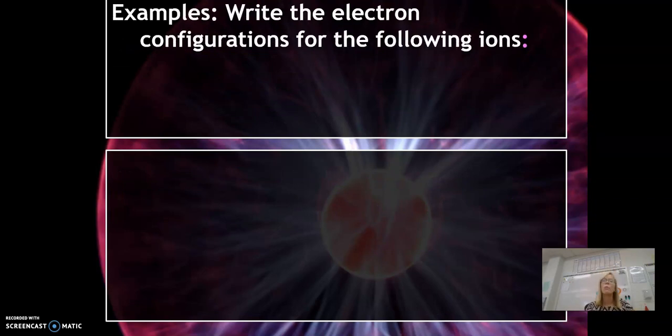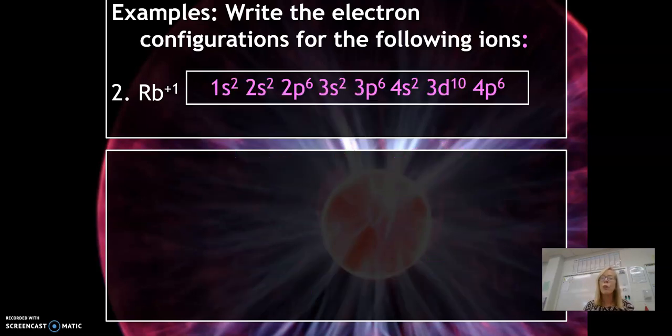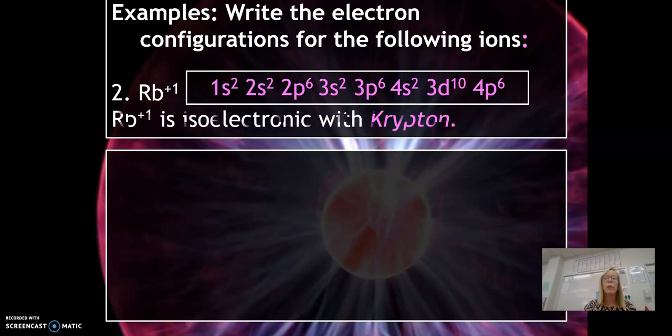All right, so write the electron configurations for the following ions. Okay, a rubidium +1. So let's find rubidium on the periodic table. Rubidium has 37 electrons, but it has lost an electron. And so it will actually have the electron configuration of krypton. And so the rubidium ion will be isoelectronic with krypton.